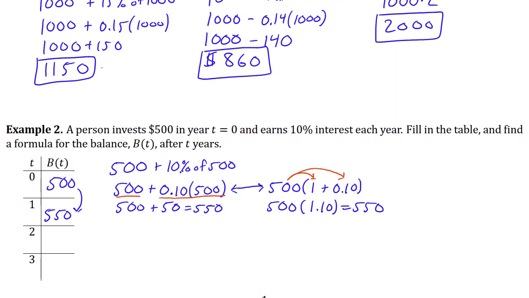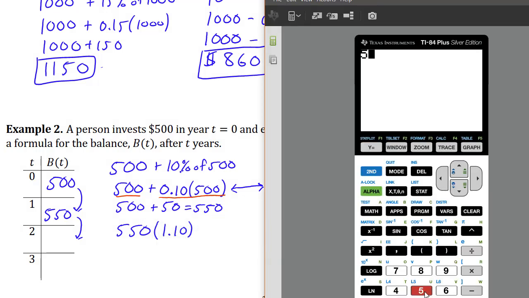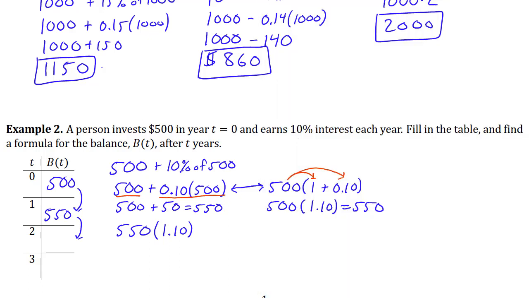So that works there. So for this one, instead of doing 550 plus 10% of 550, what if I just say I'm going to do 550 times 1.10, 110% of 550. That's going to come out to be, I might need a calculator for that, we're going to get 605. So now that's how we can get that.